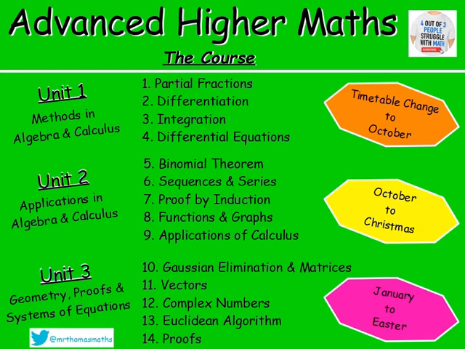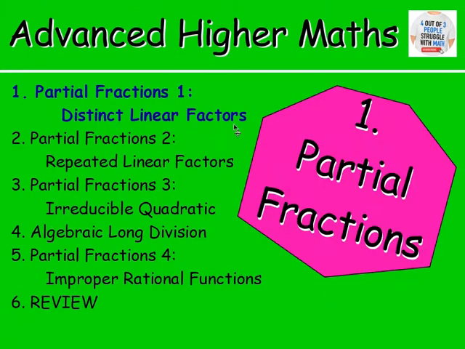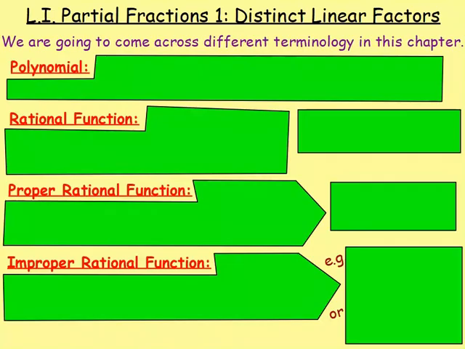Here we are with Advanced Higher Maths. This is the course. As you can see, it has been split into 14 chapters to take us right across the year. We are starting with chapter 1. This is partial fractions and lesson number 1, distinct linear factors. Before we dive into this lesson though, we're going to look at different terminology that we will come across in the chapter. So different words that we will see and we need to know the meaning of.